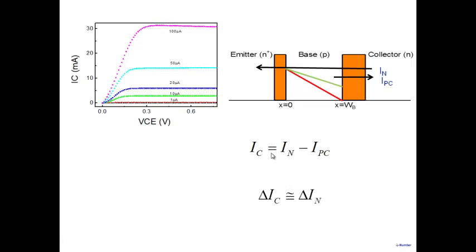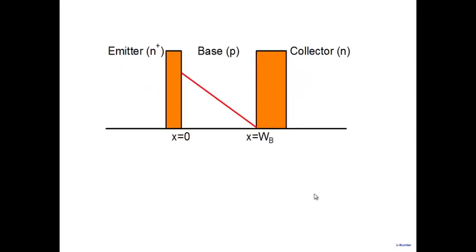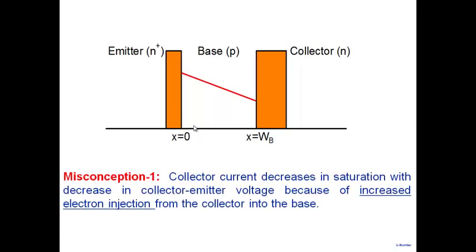IN itself is falling. So it's obvious that when I see the current falling, the change delta IC is basically the change delta IN. And why is IN falling? Is the reason that I am first in forward active like this, then as I decrease the collector emitter voltage, my base collector junction gets forward biased, and therefore the slope is changing, right? This is where the misconception is.